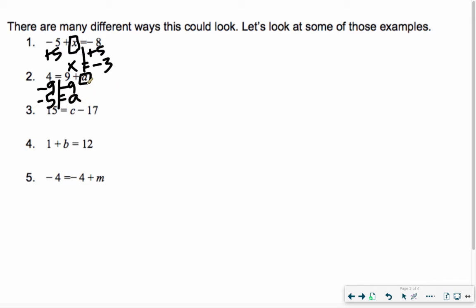So the reason I put these on here is so you know that the variable can be on either side. It doesn't matter. And you need to know that that is the same as this. Okay, negative 5 equals a is the same as a equals negative 5.